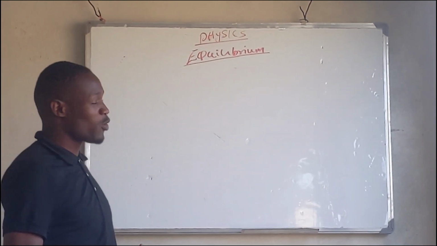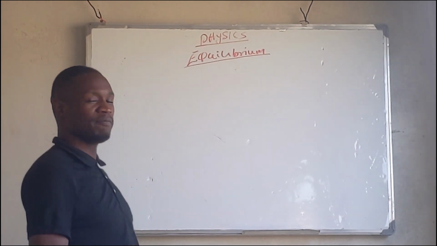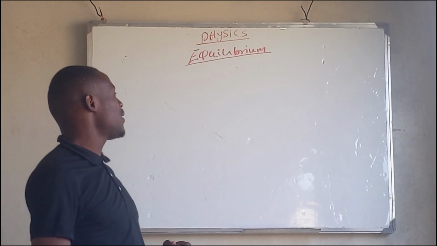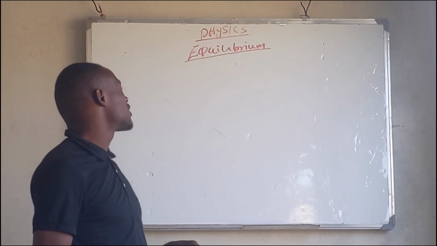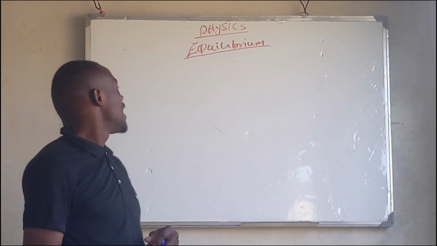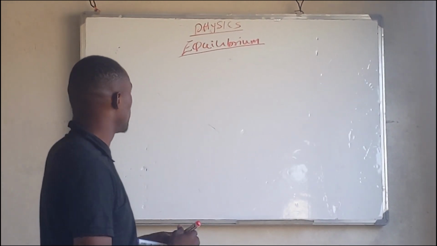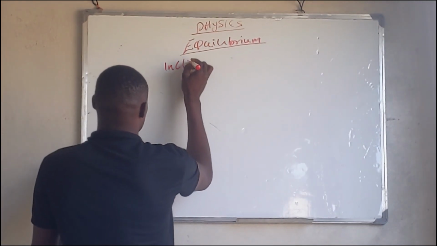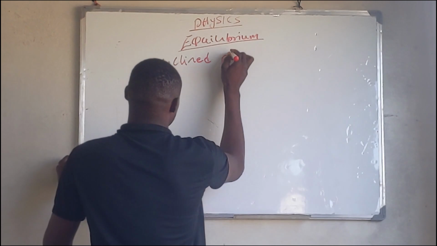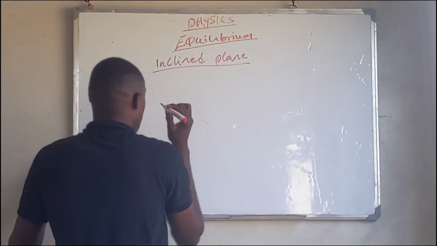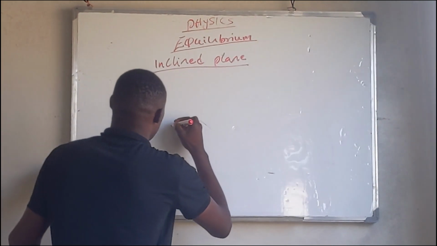In this video, we'll continue talking about equilibrium in physics. In the previous video, we talked about the horizontal plane. Let's go ahead and talk about the inclined plane. So here we'll talk about the inclined plane. The inclined plane is something which is like this.